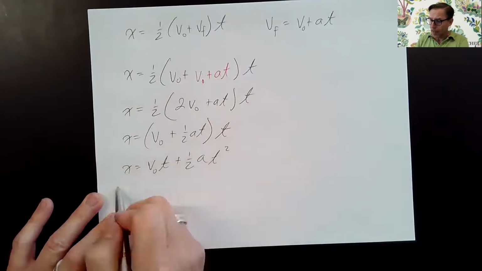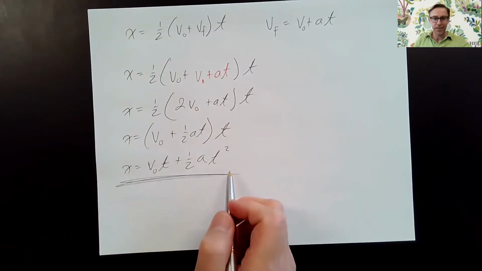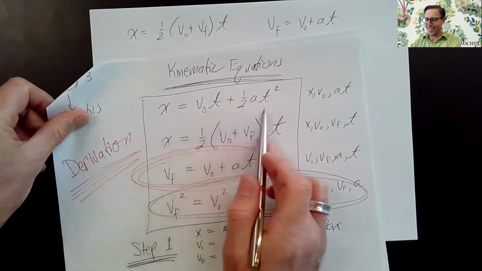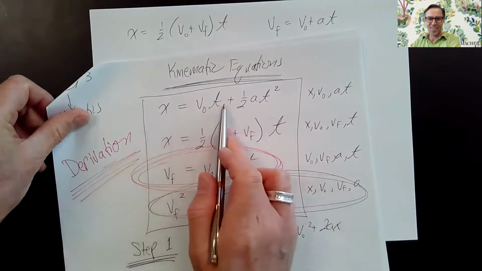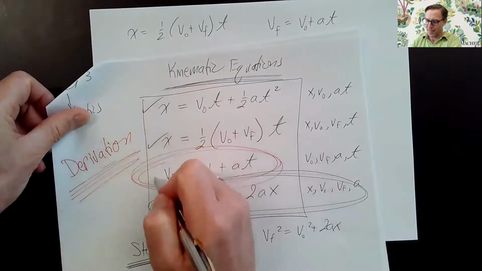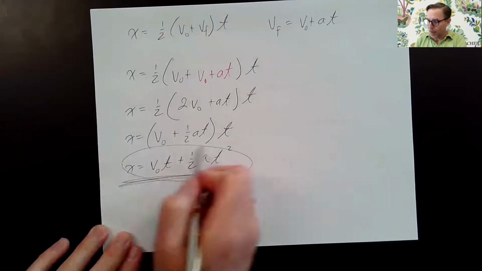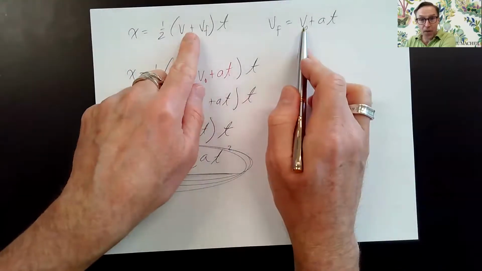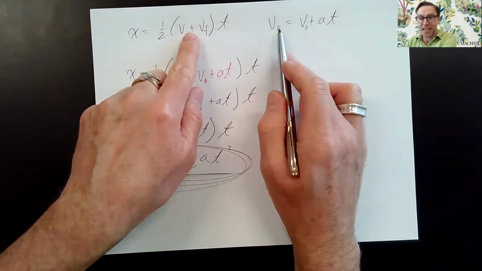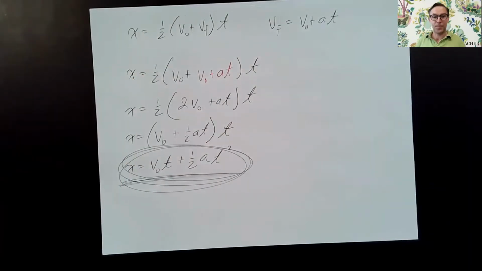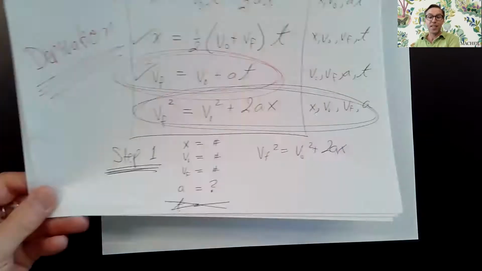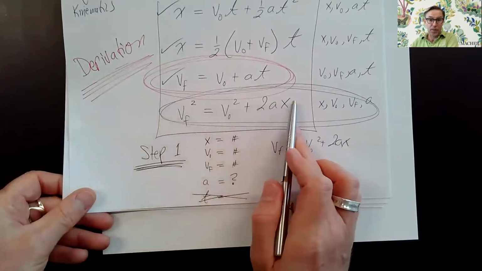Oh, wait a minute. Doesn't that sound familiar? Yes, it does. It's this one. So now I've derived 3 of them for you. Where did this kinematic equation come from? It came from these other 2, but I eliminated v final. Very nice. So what is left for you to do on your own is to derive this final equation.